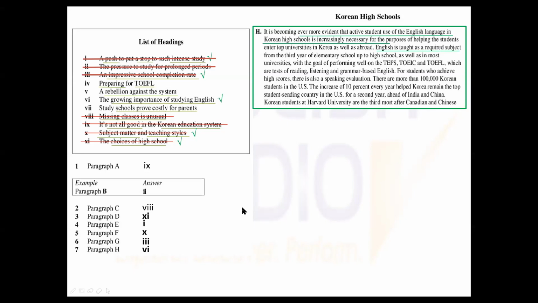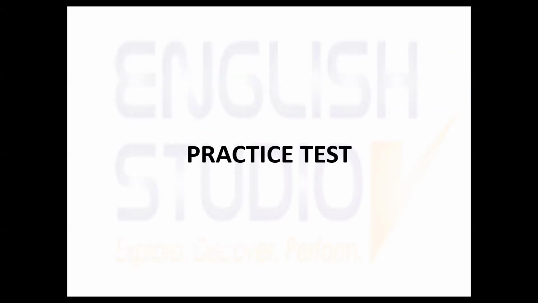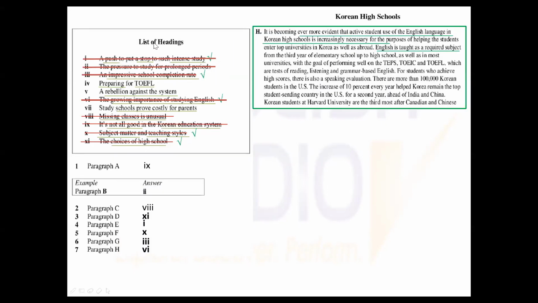Okay. Sampai di sini teman-teman ada yang ingin ditanyain? Oke, kita lanjut ya. Nah, jangan lupa teman-teman harus paying attention. List of headings itu biasanya kita dikasih lebih banyak daripada pertanyaan.